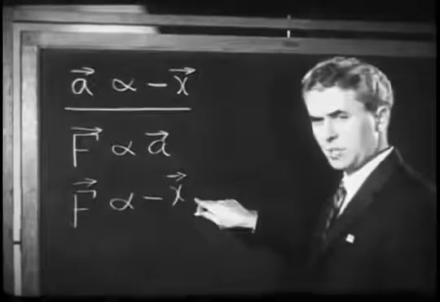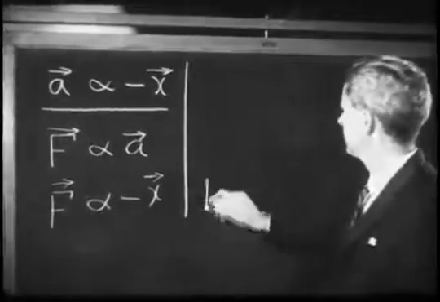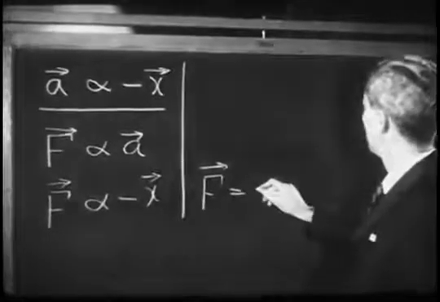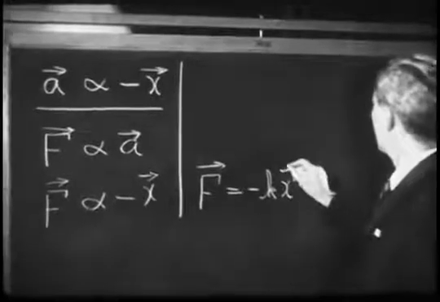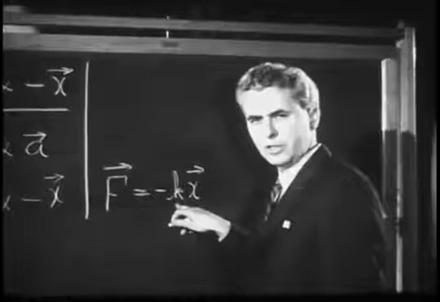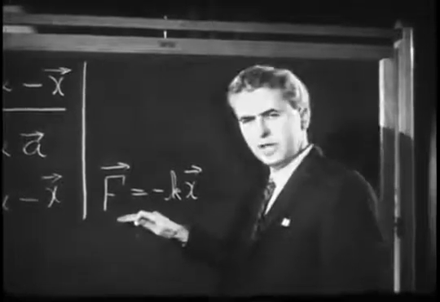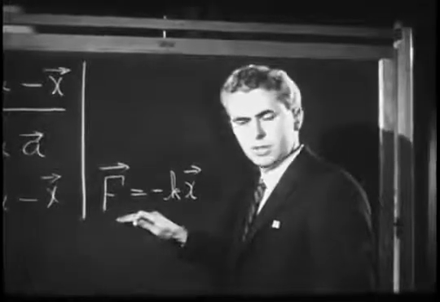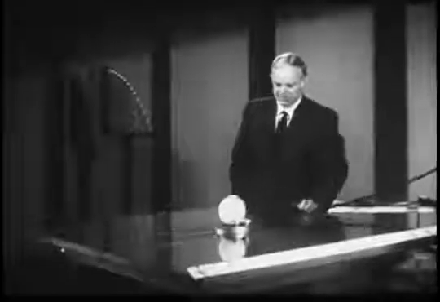Now I'm going to write this expression as an equation. I can do this by introducing a proportionality constant, K. This is called the force constant for the particular simple harmonic motion. Whenever a force behaves in this way, there must be simple harmonic motion. Now, Dr. Hume has an experiment set up so that we can measure some forces.